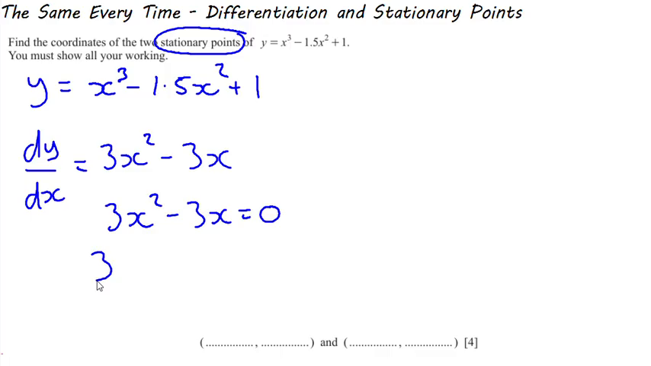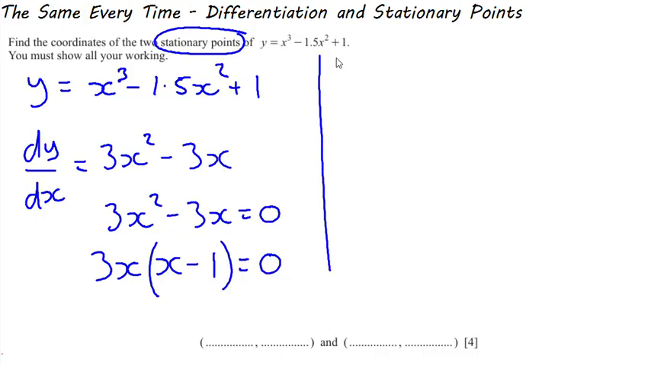x squared and x to the power 1. The smallest power is x to the power 1, so that goes outside. 3x times what makes x squared? 3x times x, then minus 1 is 0. So we have two possible solutions.